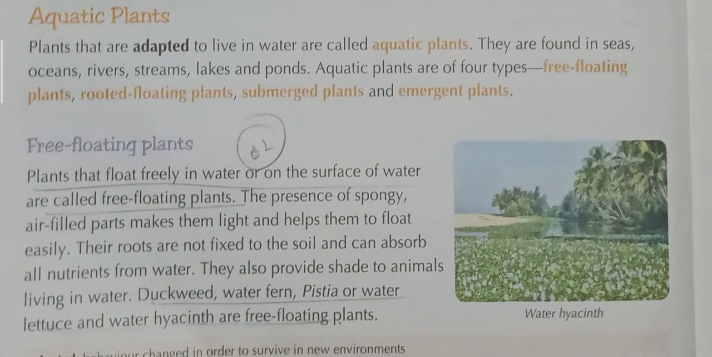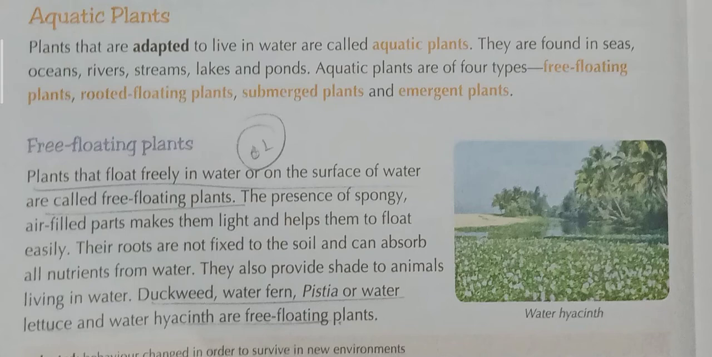About aquatic plants, what is written here in the first paragraph is that plants that are adapted to live in water are called aquatic plants. They are found in seas, oceans, rivers, streams, lakes and ponds. Aquatic plants are of 4 types: free floating plants, rooted floating plants, submerged plants and emergent plants. There are many plants which live underwater, and they are known as aquatic plants.